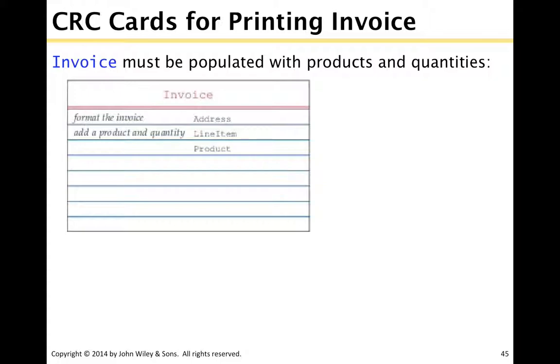And then another responsibility is that for invoices, we should be able to add a product and the quantity, which becomes a new line item, and we need a collaboration from the LineItem class. Also from Product, we need a collaboration from Product.